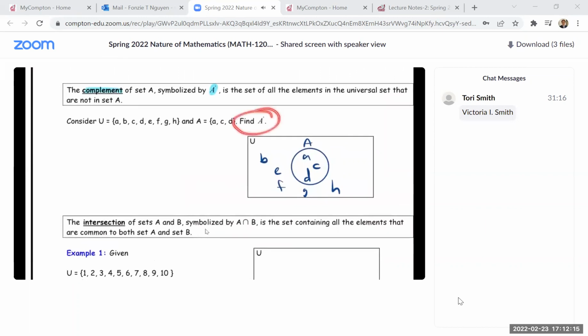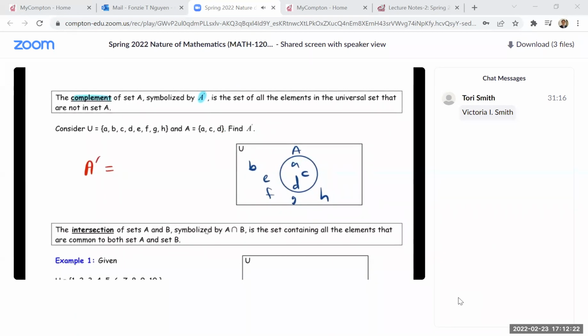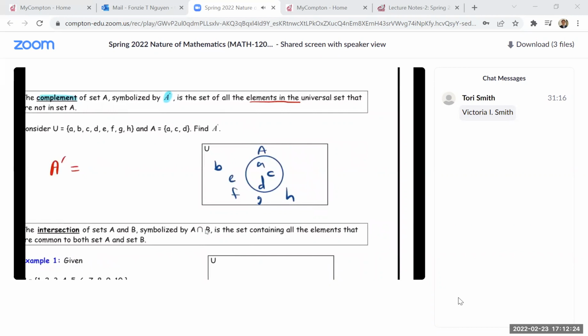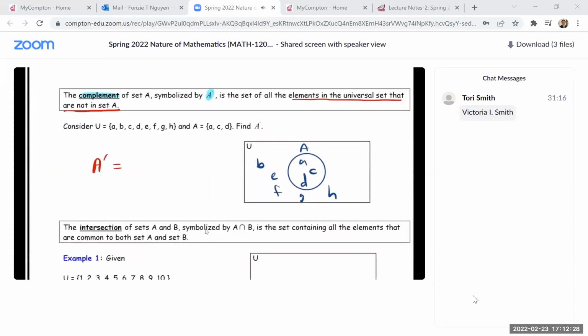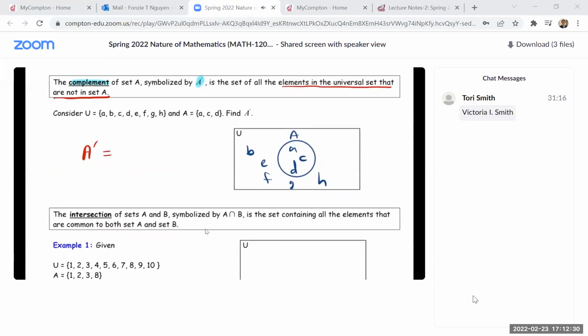But how do we find a complement? Remember, it's a set of all elements in the universal set that are not in set A. So does anybody know what would be included in the complement?